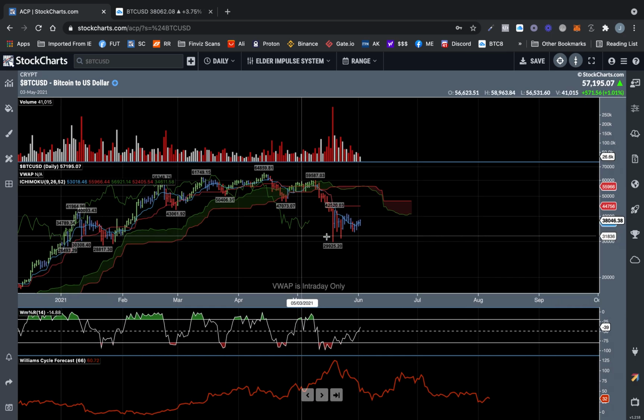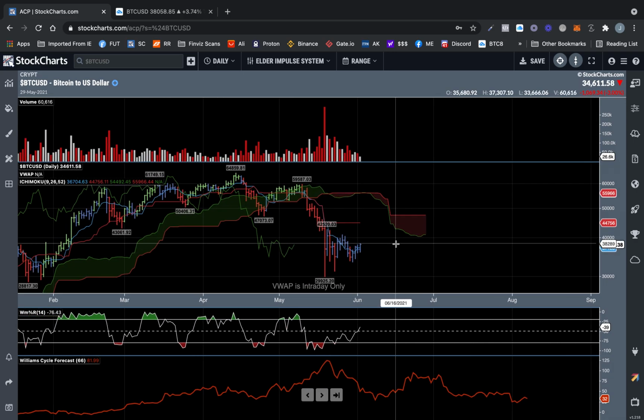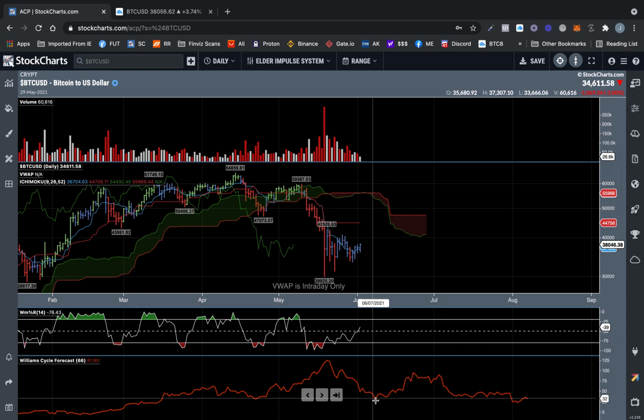But see, I can't put a whole lot of money behind this indicator yet. It hasn't proven itself to me. It's not 100% accurate. I can't even put a percent on it because I don't use it that much.